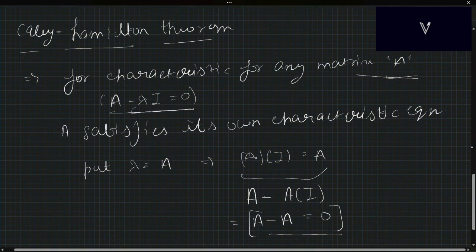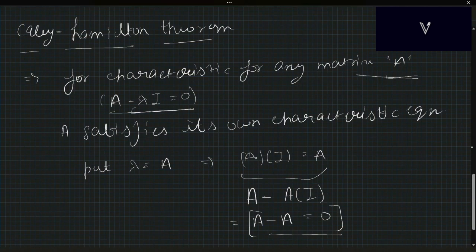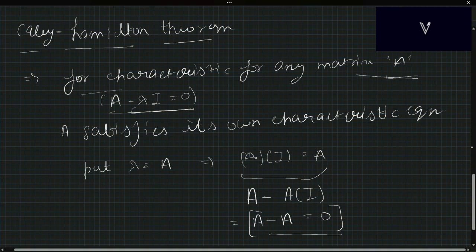And our last and most important theorem, Cayley-Hamilton theorem. And as I told you, A can be matrices, vectors and scalar quantities depending on this equation. So for the characteristic equation, any matrix A itself satisfies its own characteristic equation, because if we put lambda equal to A, it will look like this: A minus A into I, and this is equal to A. So hence A minus A equal to 0. So matrix A is satisfying its own equation. That's the meaning of this theorem.